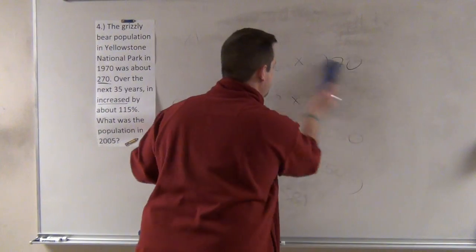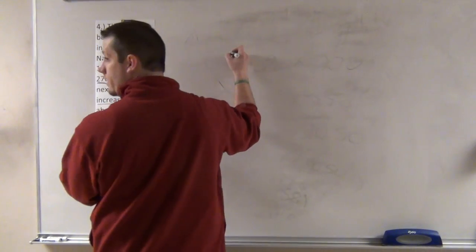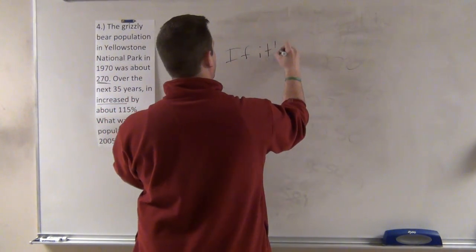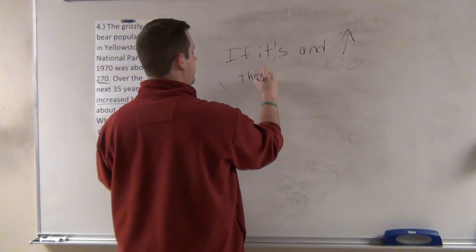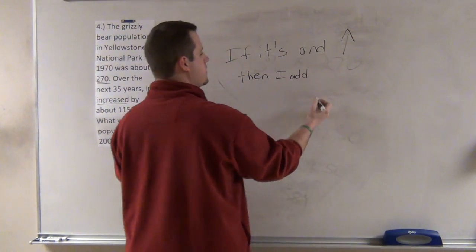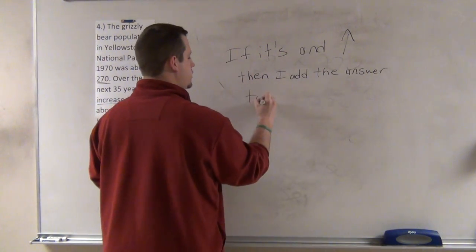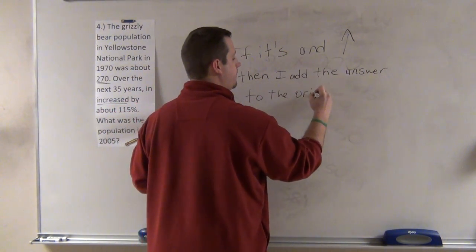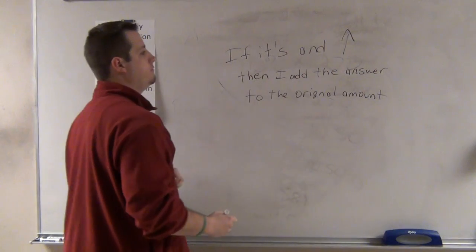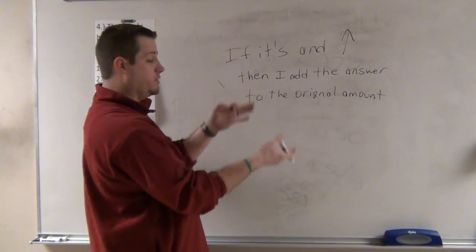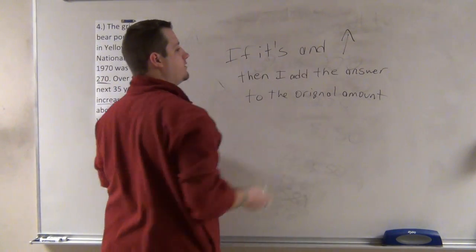One last thing I need you to write down, and then you can start doing a little bit of work. If it's an increase, then I add the answer to the original amount. That's exactly what we just did. We took the 310.50 and added it to the 270 because it was an increase.